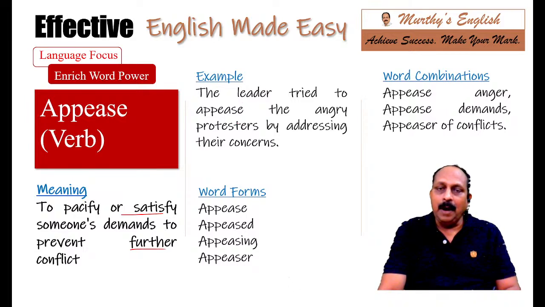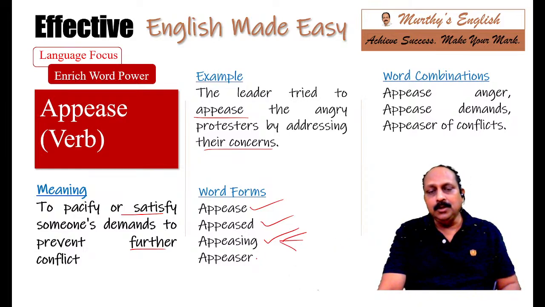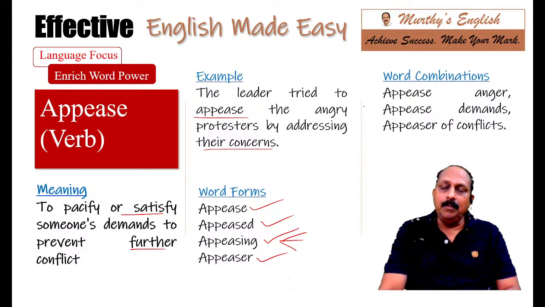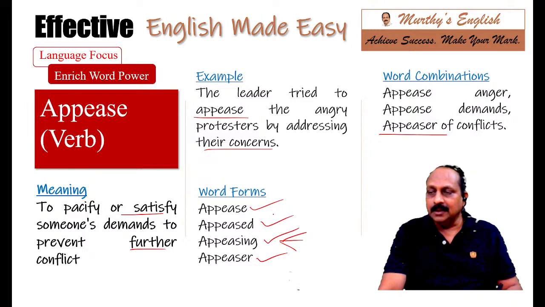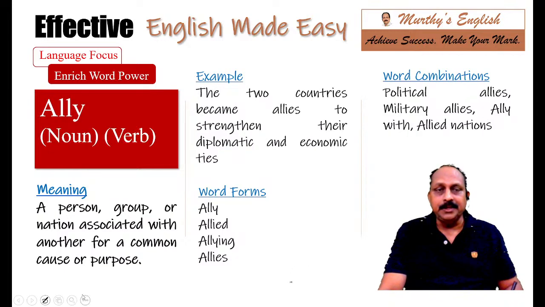Example, the leader tried to appease the angry protesters, pacify them by addressing their concerns. Easy to understand. Appease is a verb, it's a regular verb, appeased. Appeasing, as I said, ing form can be a noun, can be a verb, can be an adjective. Appeaser is also a noun, but a person. Word combinations: appease anger means reduce anger. Appease demands, meet some of the demands. Appeaser of conflicts, someone is a specialist in reducing the conflicts. You use the word appeaser of conflicts, a new expression.